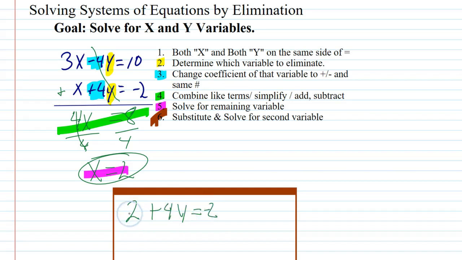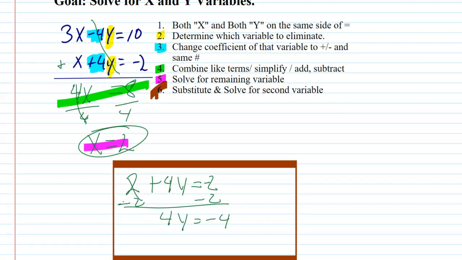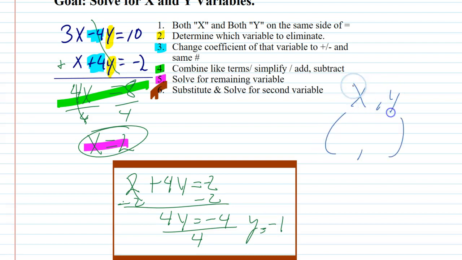Now go ahead and solve. I need to subtract the 2 to the other side. Gives me 4y is equal to negative 4. In order to get the y by itself, I divide both sides by 4, and that gives me y is equal to negative 1. Remember, your answer is always written as an ordered pair. x comma y is an ordered pair, so I have 2 comma negative 1.